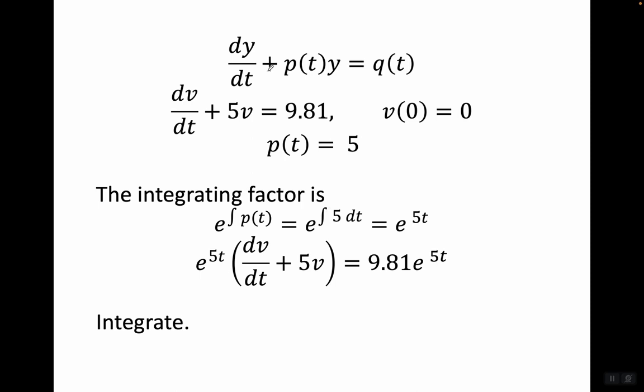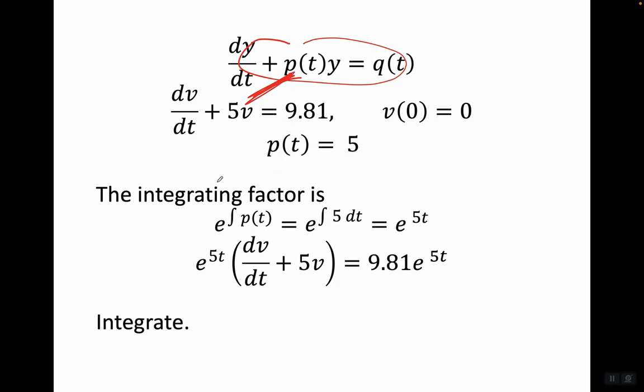Okay, so this is what our differential equation looks like. Ours is dv/dt plus 5v equals 9.81, v of 0 equals 0. So we can see that this p of t is just plain 5. And again, we're working with v, v is the variable, not y. Okay, so P of t is 5.